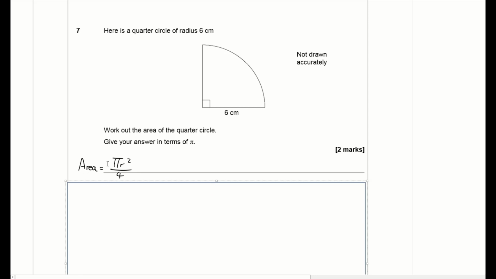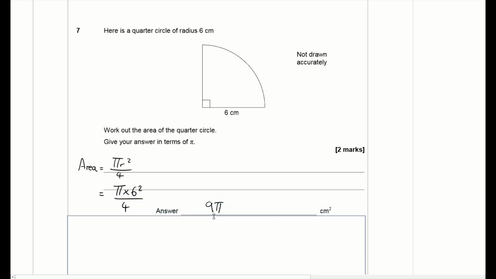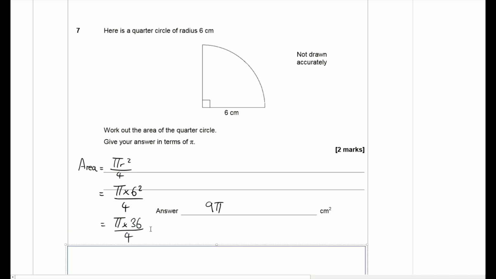So here we've got area equals pi r squared over 4, and then you've just got to make sure you substitute the correct value into the formula. The only variable in this formula is the radius, but that's directly stated as 6 centimeters. 6 squared is going to be 36. Divided by 4 will be 36 divided by 4, which is 9. It says give your answer in terms of pi, so do not try and approximate what pi is in any format at all. Just leave it as pi wherever it appears in your actual answer. So in this case it's equal to 9 pi.